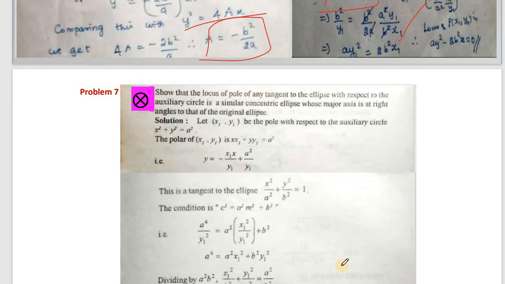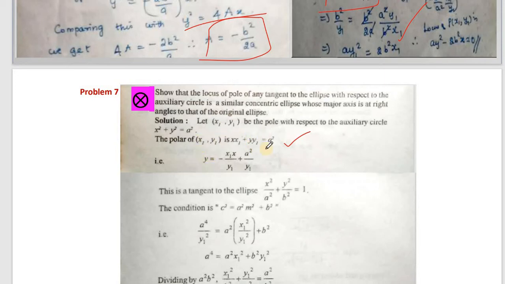The next one: show that the locus of the foot of the perpendicular of any tangent to the ellipse with respect to the auxiliary circle is a similar concentric ellipse whose major axis is at right angles to that of the original ellipse. So it is at right angle, similar and concentric. So the locus of poles of any tangent to the ellipse with respect to the auxiliary circle. So the polar with respect to the auxiliary circle is to be considered.